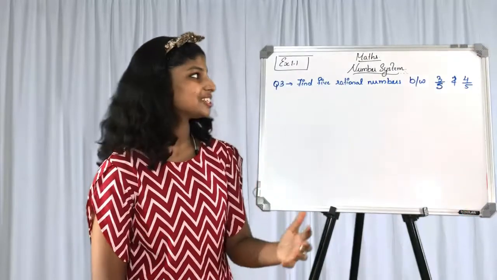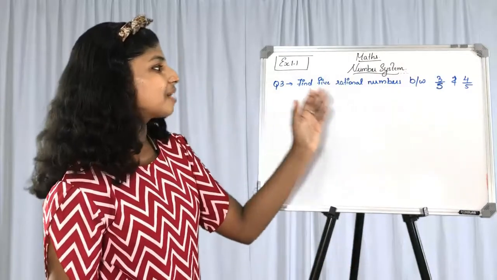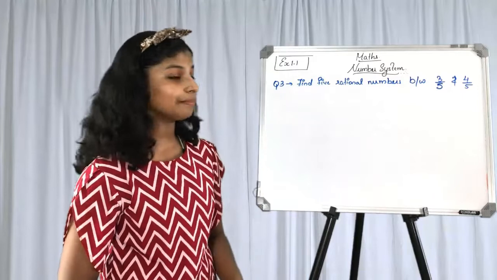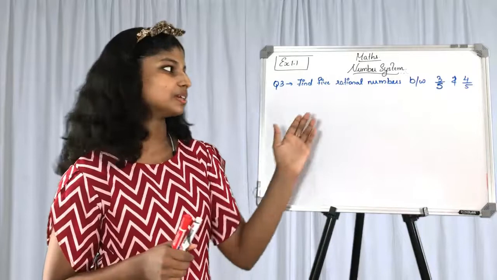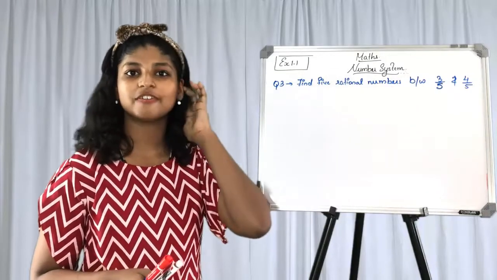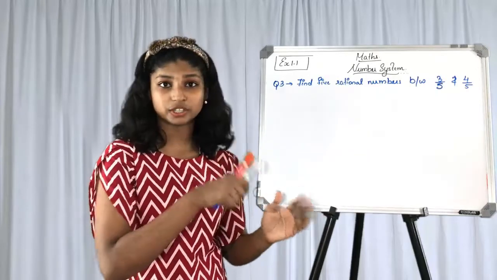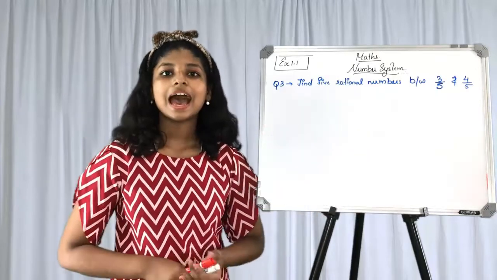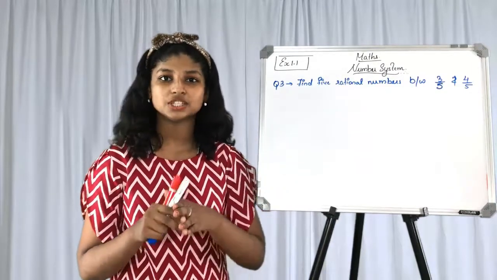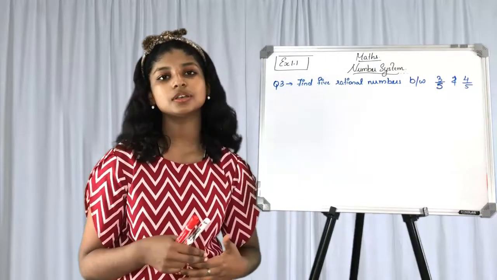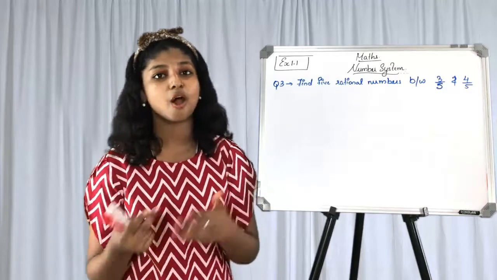The third question from exercise 1.1 is: find 5 rational numbers between 3 by 5 and 4 by 5. And here the steps are just the same. We have discussed them in question number 2. You have to find it out yourself. Pause the video, solve this question, and come back to the video to check whether the answer you got is right or wrong.